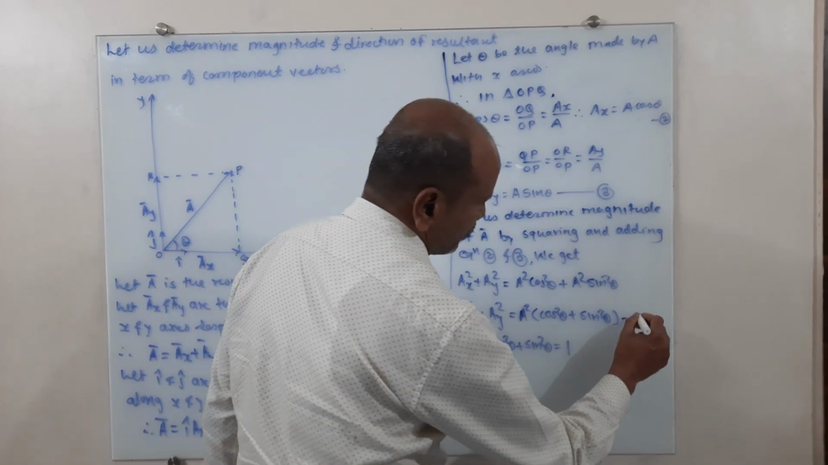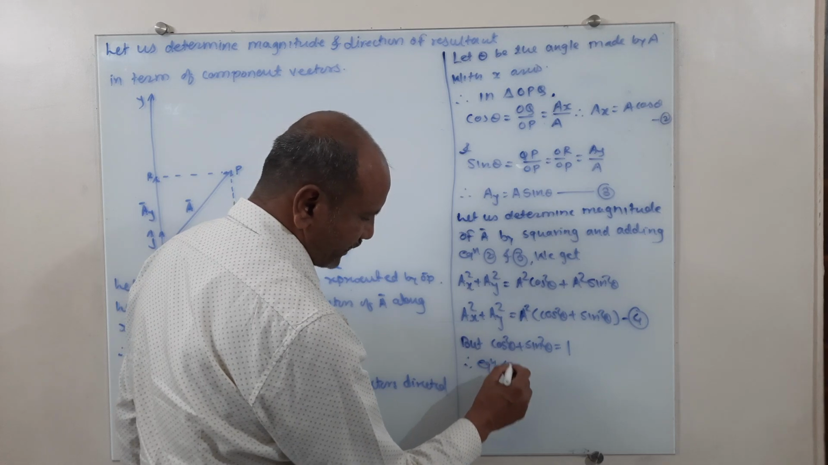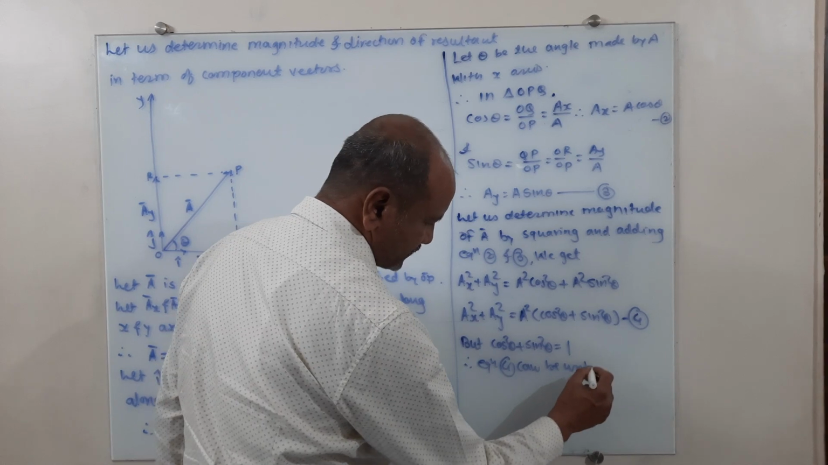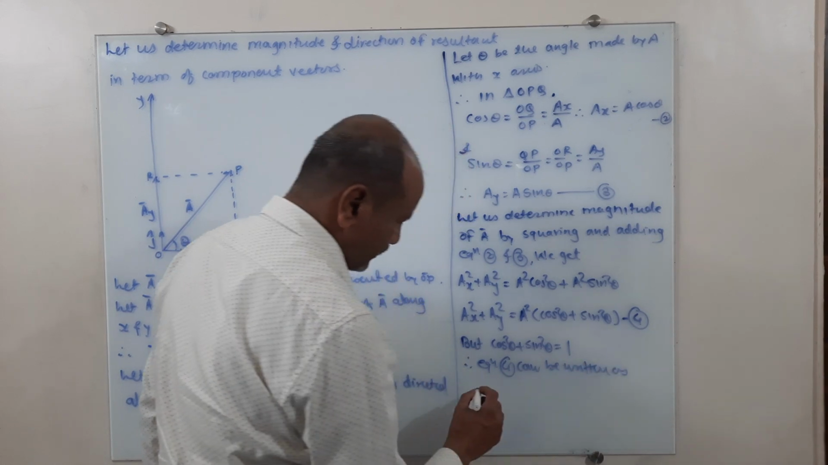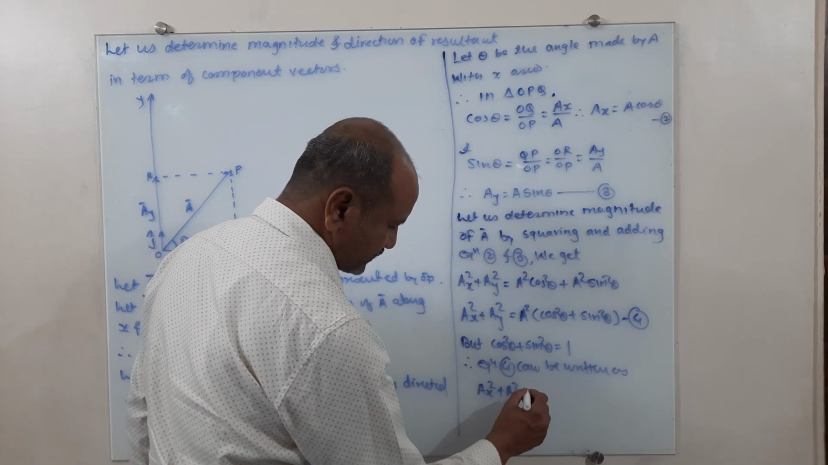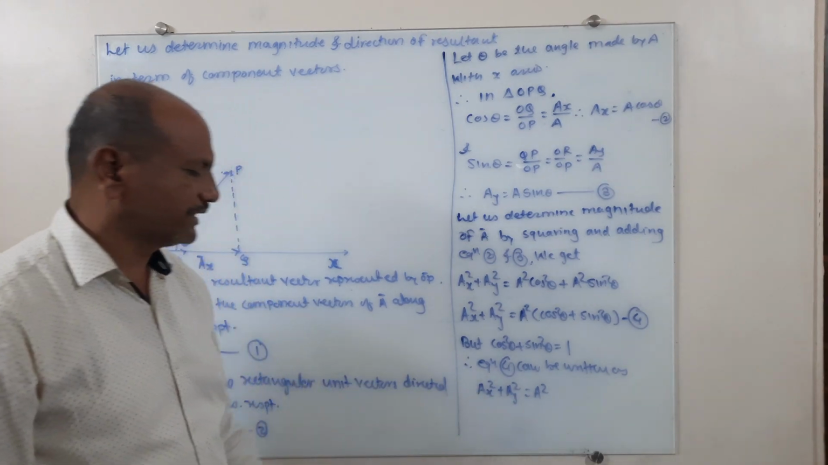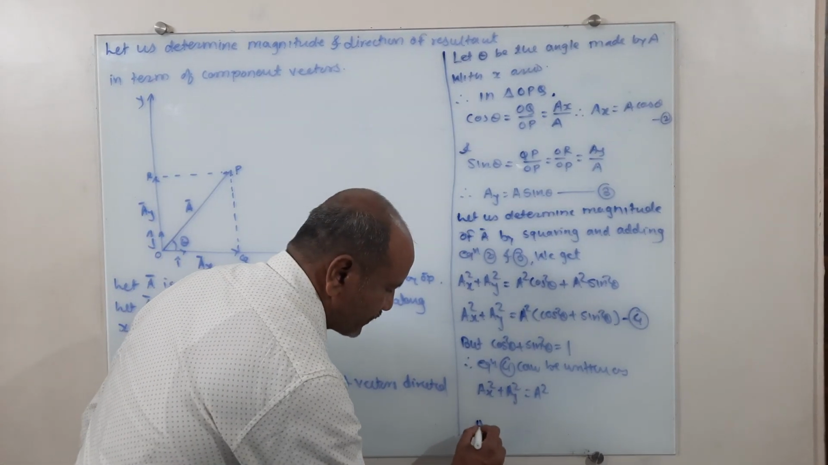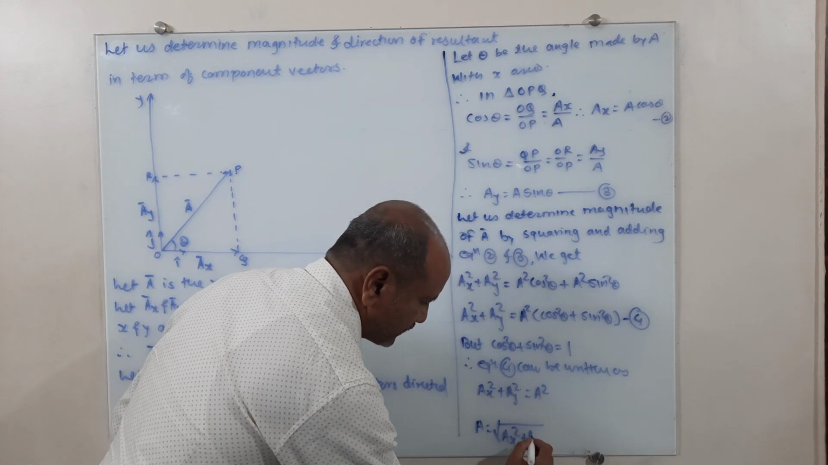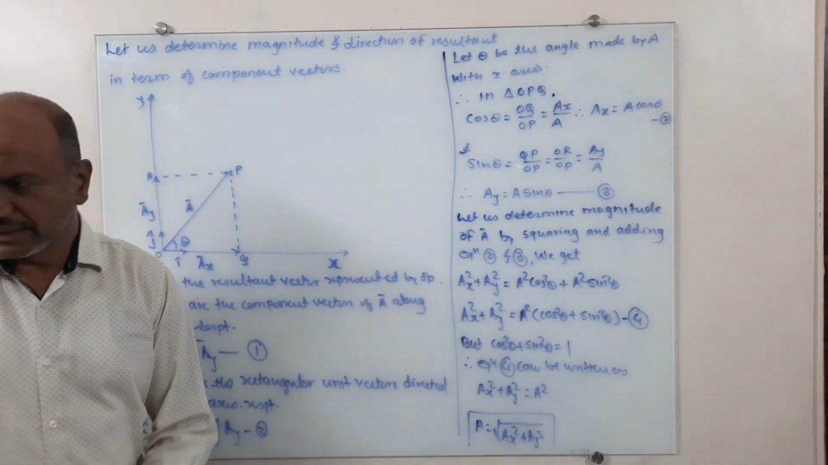Suppose this is equation number 4. Therefore, equation 4 can be written as AX square plus AY square is equal to A square. Finally, A is equal to what? Under root AX square plus AY square.